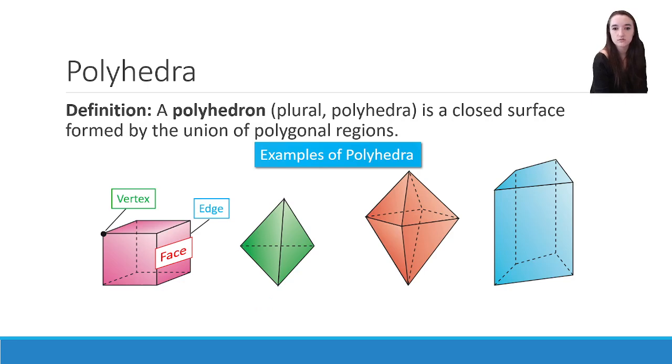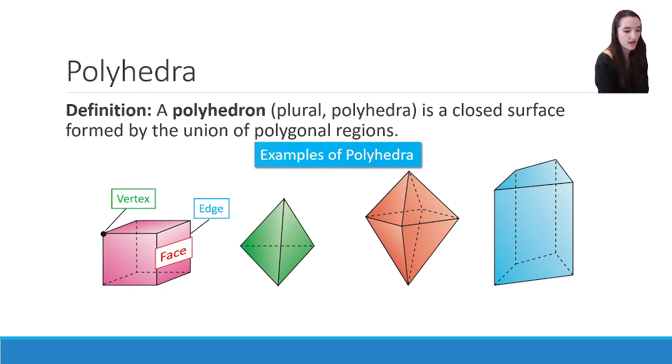Next, we're going to talk about just some more definitions of polyhedra. So a polyhedron, whose plural is polyhedra, is a closed surface formed by the union of polygonal regions. So if we're putting a bunch of polygons together, we get polyhedra. We've seen several polyhedra already. A rectangular solid is an example of a polyhedron. But, for example, a cylinder or a cone or a sphere, those are not polyhedra because they are not made up of just polygons. They have circles involved, and circles are not polygons.